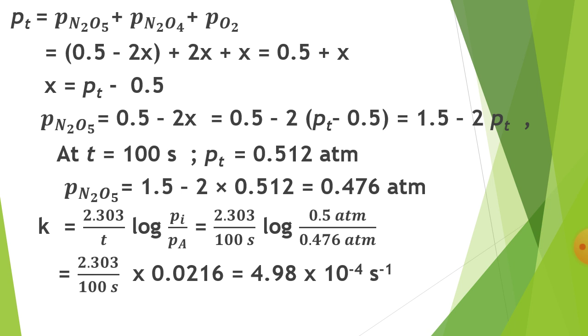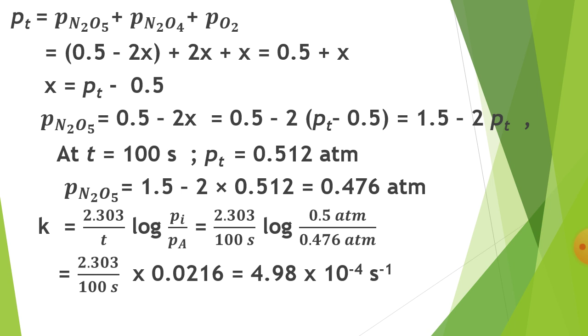At t equal to 100 seconds, Pt equals 0.512 atm is given. So now put the value of Pt. We get P of N2O5 equals 1.5 minus 2 into 0.512. This gives 0.476 atm. So this is the final pressure of N2O5 and the initial pressure is 0.5 atm.